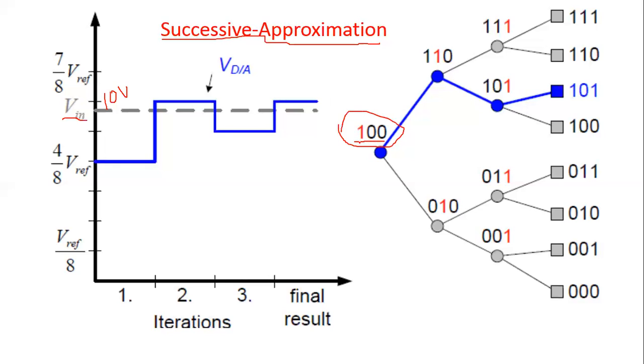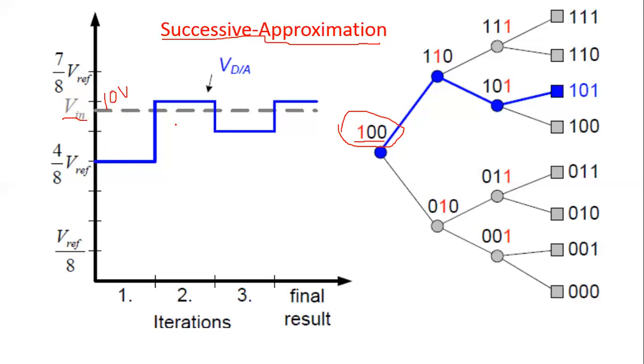Okay, so the MSB bit will be automatically set to 1 and the remaining bits will be 0. Now this 100 will be compared with the analog input signal. That means both signals are compared. If both signals are compared, at that time, compare this dotted line and the blue line. So which is more? The dotted line is more.